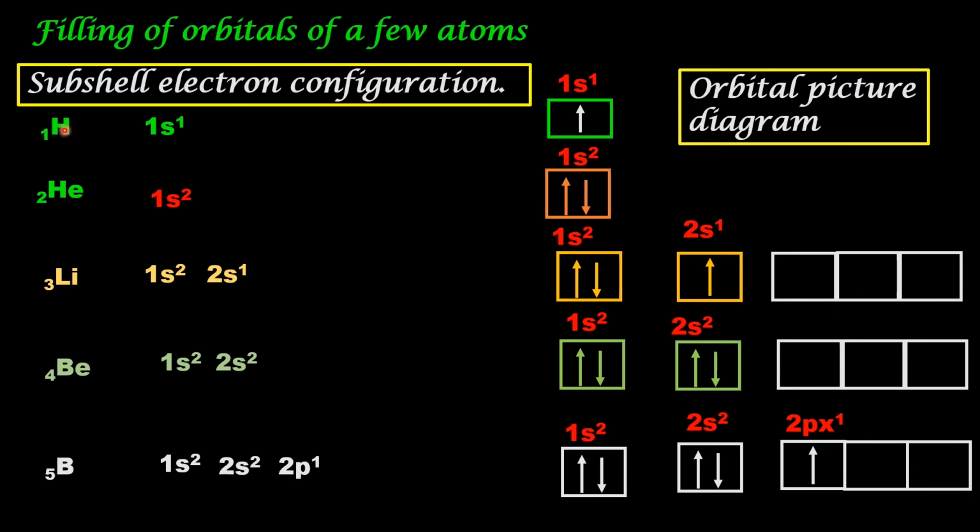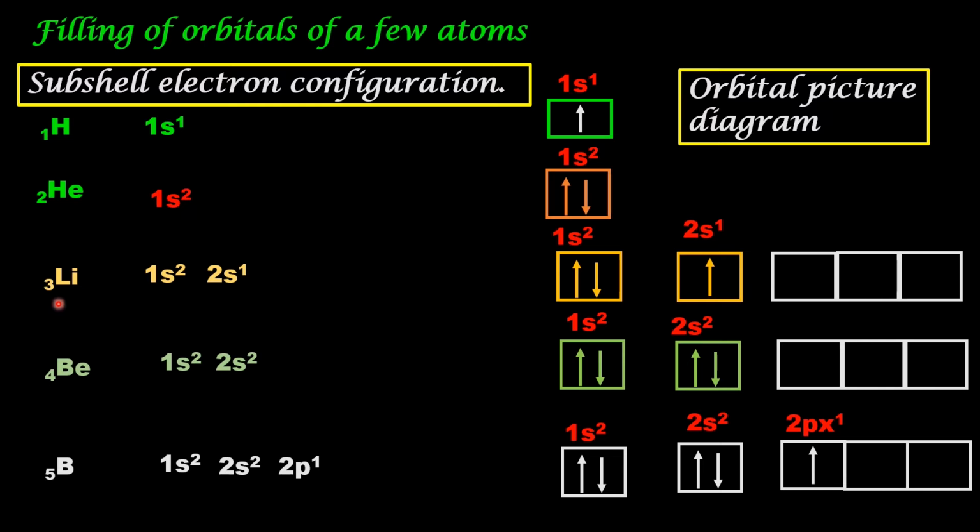Hydrogen and helium belong to first period. Lithium, beryllium and boron belong to second period. There are 2 shells in second period elements, and principal quantum number 2 has 2 subshells, s and p. I hope you remember those details. Hydrogen has 1 electron. It is in 1s. That is what is shown here. It is unpaired. Helium has 2 electrons. Atomic number is 2. 1s electron is paired here. That is what is shown here.